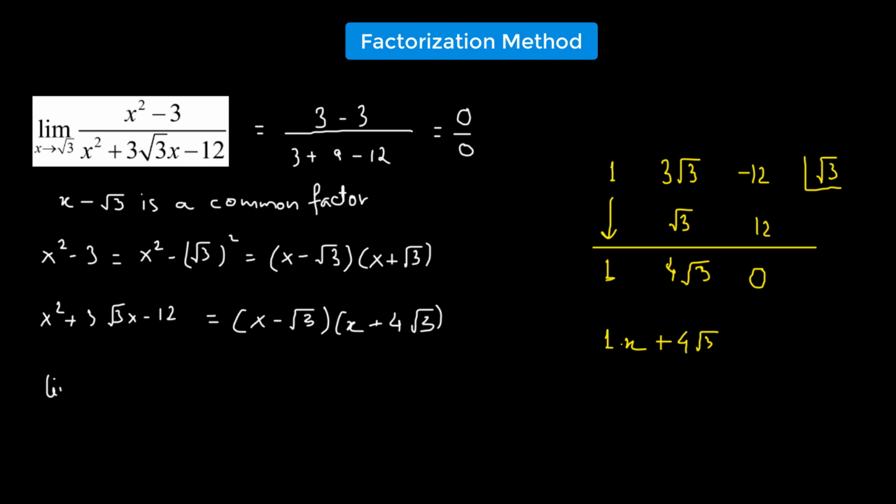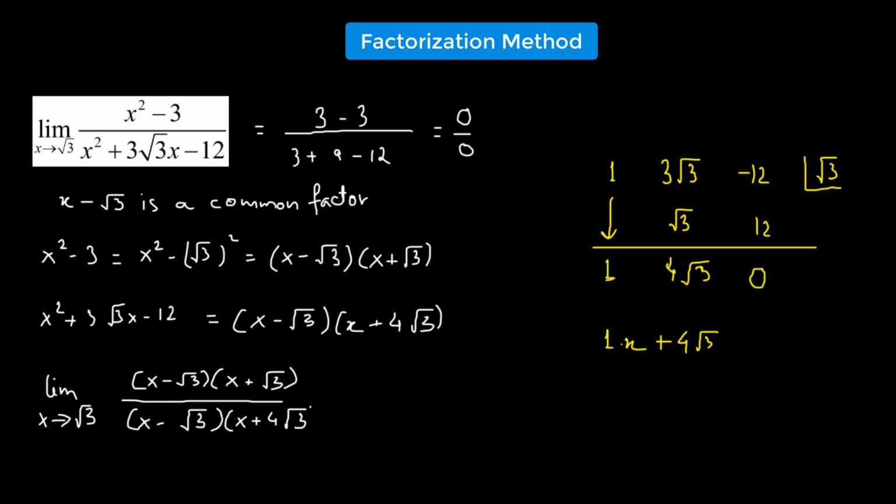Now we're going to substitute these values back into our original function. So we have in the numerator now (x − √3)(x + √3) divided by (x − √3)(x + 4√3). So we are going to cancel the common term, so that leaves us with the limit as x goes to √3 of (x + √3) divided by (x + 4√3).